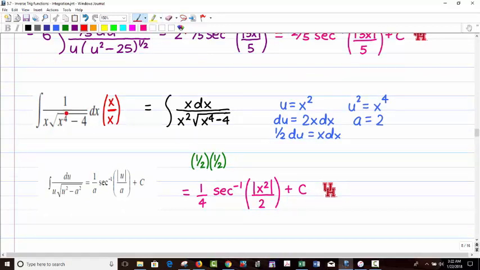I mean, u pretty much has to be x squared here, because that way when you square it, you get x to the fourth. But when you take the derivative of x squared, you get 2x dx. There's no x on top. All right, we can fix that.